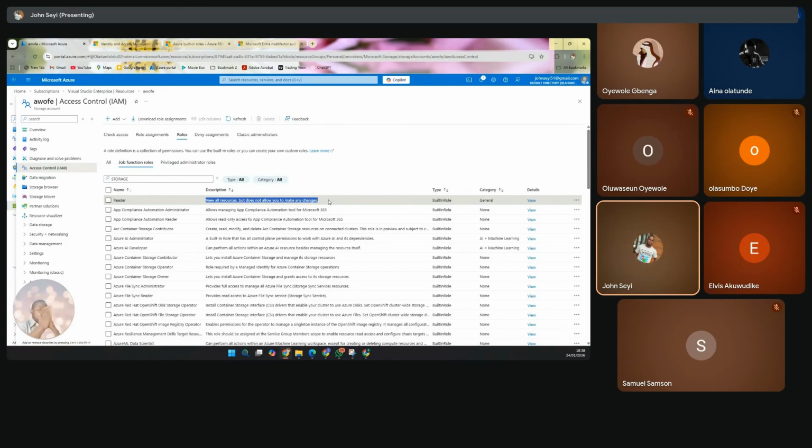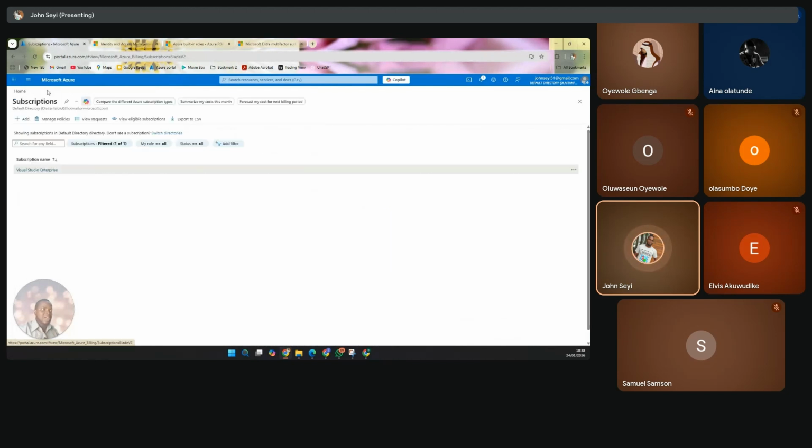Now, we want to talk about the scope. What I mean by scope is: where can you apply role-based access control? You can apply role-based access control in a management group. You can apply it in a subscription. You can apply it in a resource group, and you can apply it in the resource itself.